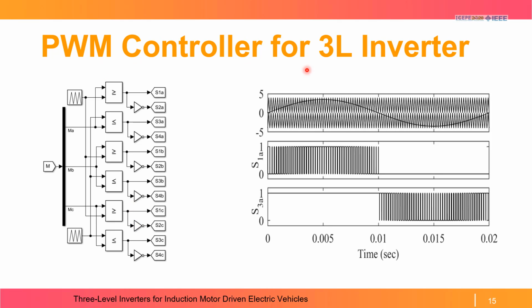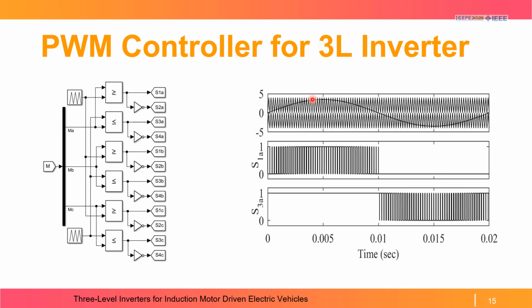Now discussing the PWM controller for three-level inverters. This scheme is used for the three-level cascaded H-bridge inverter and the three-level neutral point clamped inverter. In this, the modulating wave is compared with two carrier waves. This is phase A of the modulating wave, and in the upper part it is compared with the upper carrier wave.